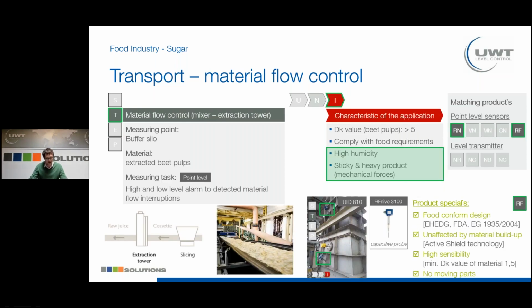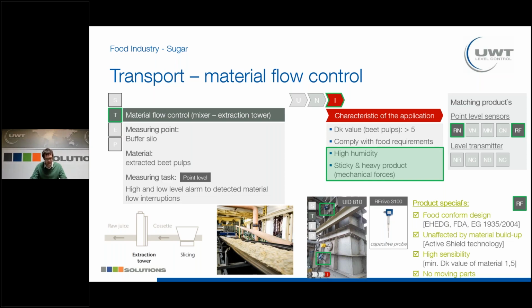Now we're coming to the intensive application in the extraction tower, so a buffer silo. We do need a high and low level alarm here to detect the material flow interruptions. So when it's sliced, it goes to the extraction tower with water.